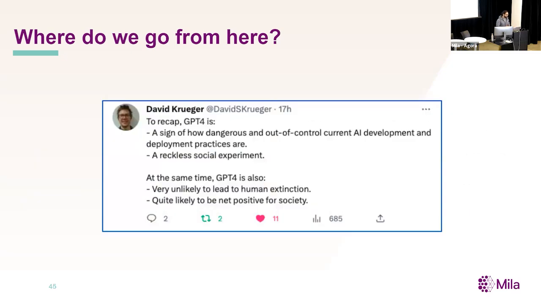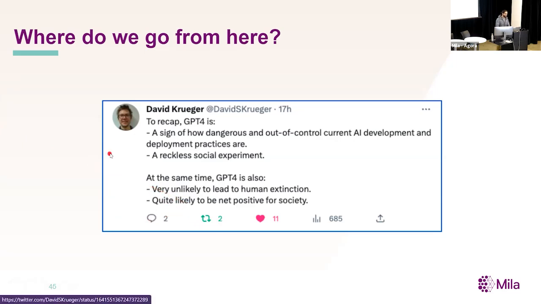I do really like this opinion from David Krueger, who's a former Mila PhD student. So he says, to recap, GPT-4 is a sign of how dangerous and out of control current AI development and practices are, and a reckless social experiment. In that sense, what he means is that right now we're just scaling up, and companies are aggressively integrating this in every little way they can find, connecting these things to the internet, putting this into Azure, into all sorts of documents, essentially unleashing this in the wild. But I like what he says.